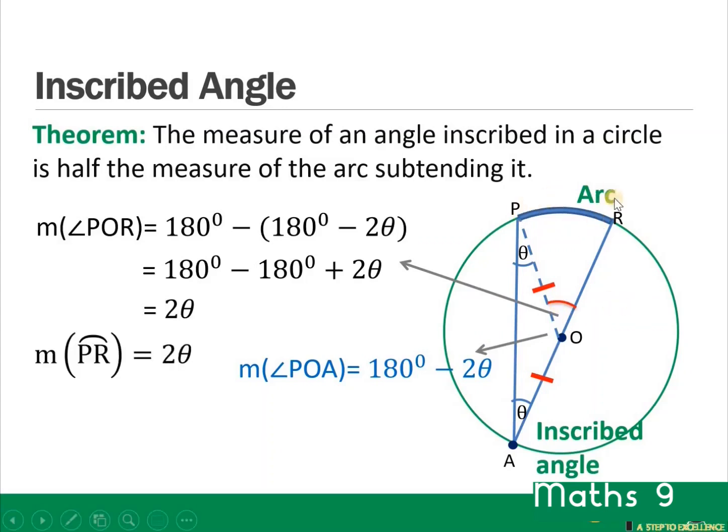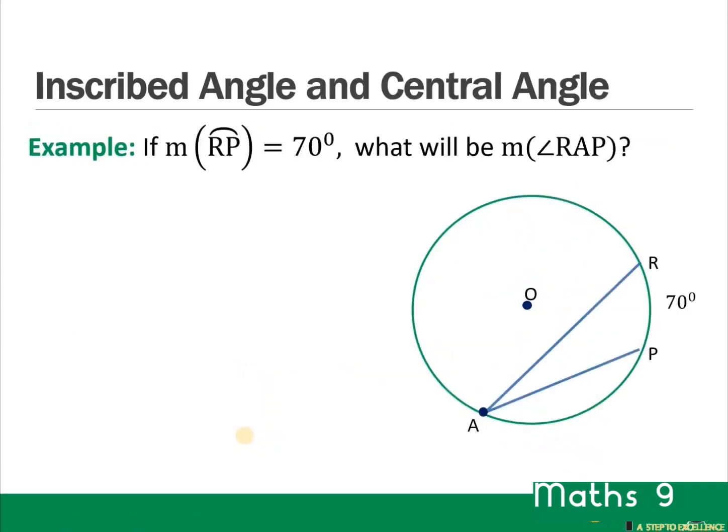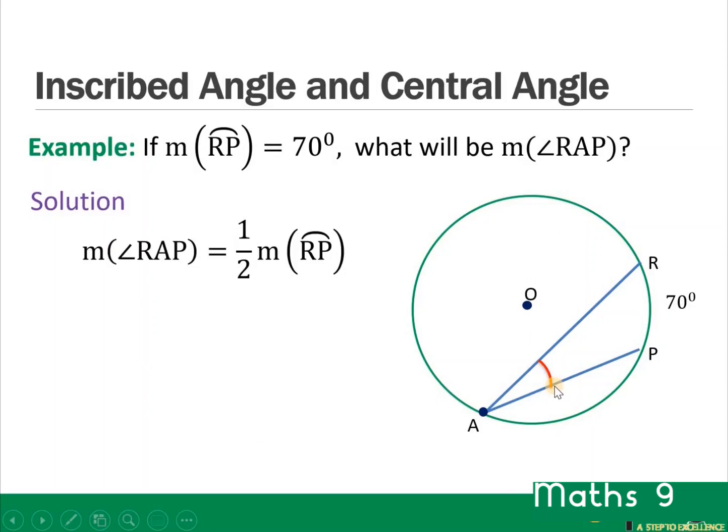This means that the measure of the arc PR is also 2 theta. So the measure of angle PAR, which was theta, is half of the measure of arc PR, which is 2 theta. Example: if the measure of the arc RP is 70 degrees, what will be the measure of the angle RAP? Let's draw in the angle RAP here. The measure of angle RAP is half the measure of the arc RP, which is half of 70, which is 35.